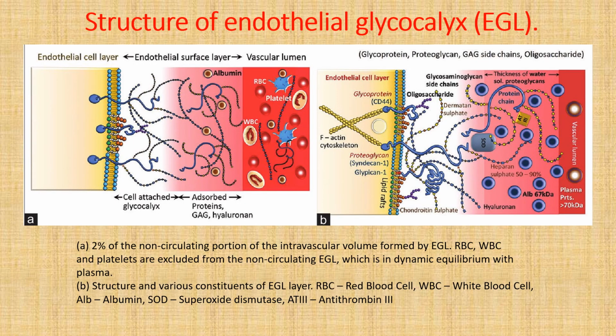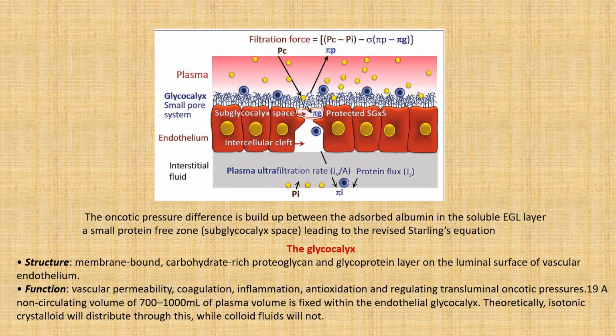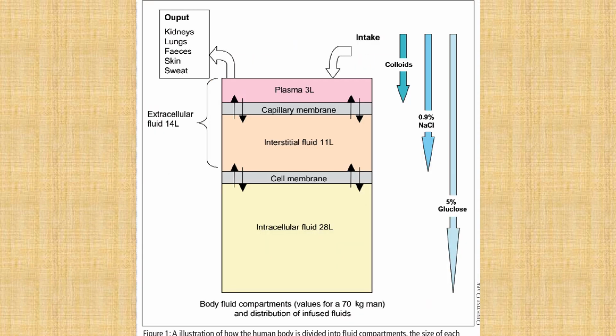The endothelial glycocalyx is a carbohydrate-rich layer on the vascular endothelium that regulates vascular permeability, coagulation, inflammation, and oxidative stress. It plays a key role. The oncotic pressure difference is built up between the adsorbed albumin in the soluble EGL layer and a small protein-free zone, the subglycocalyx space, leading to the revised Starling's equation.